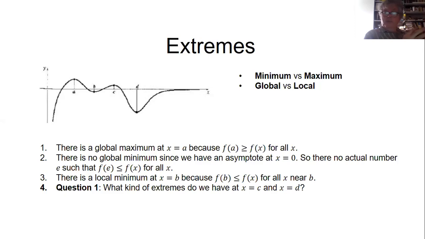There's no global minimum since we have that asymptote at x equals 0. There's no actual number where f of e is less than or equal to f of x for all x. However, there is a local minimum at x equals b, because f of b is less than or equal to f of x for all x near b. That's what makes it local. So there's a little valley shape there. The first module question then is, what type of extremes do we have at x equals c and x equals d?